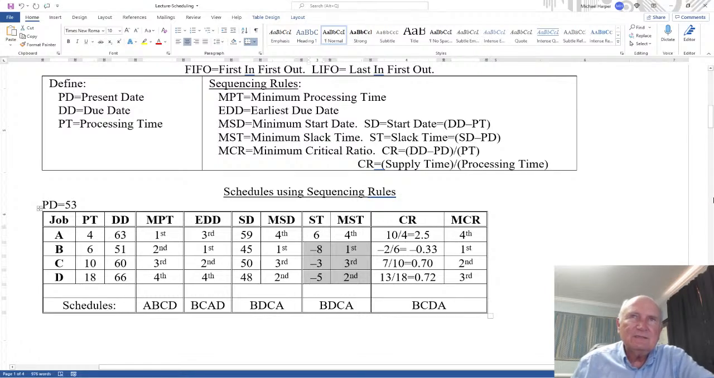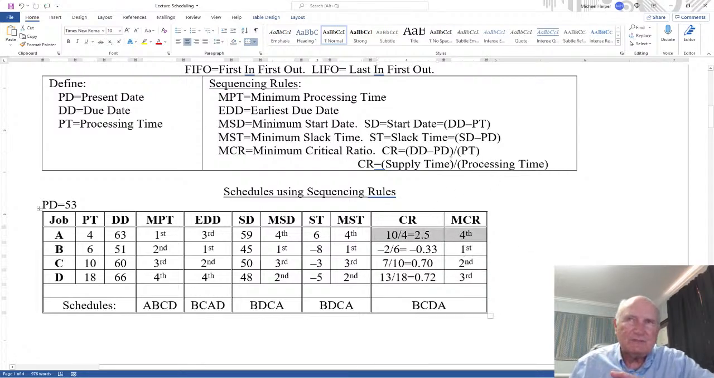The last rule is called the minimum critical ratio rule. It's a ratio of the due date minus the present date, divided by the processing time. For A here, it's 63 minus 53, which is 10, divided by 4, which is 2.5. Okay, let's interpret this number before we go on. Once we get all the numbers, notice one's negative. That's the first one. The next highest number is 0.7, that's the second. 0.72 is the third. 2.5 is the fourth. It's the minimum critical ratio.